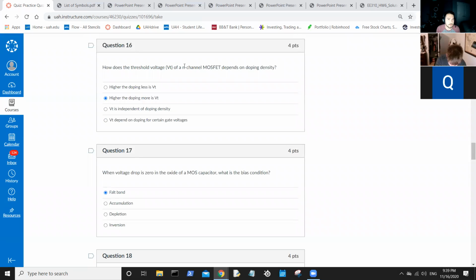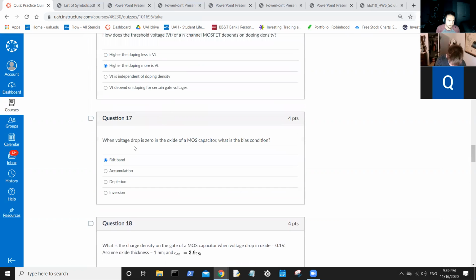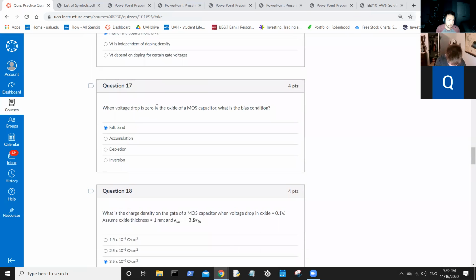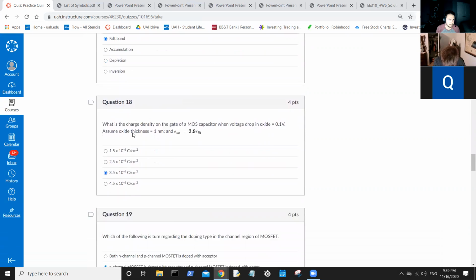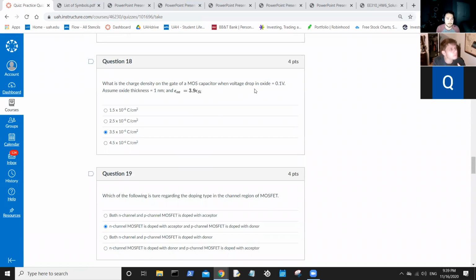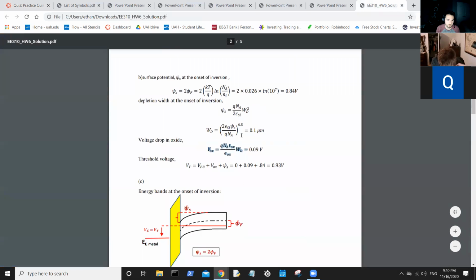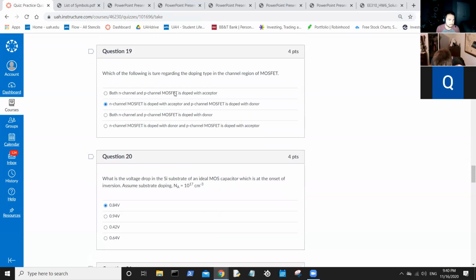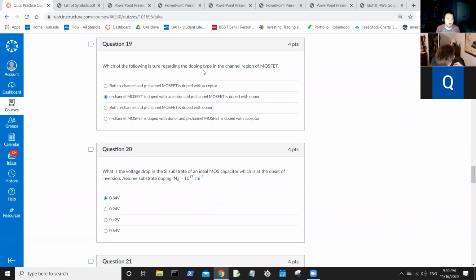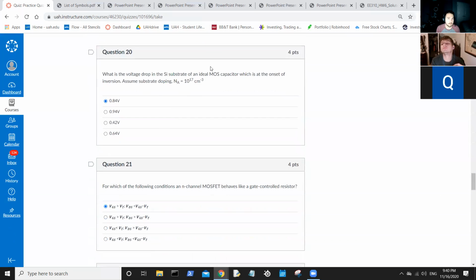How does the threshold voltage of an N-channel MOSFET depend on doping density? We've been talking about threshold voltage a lot. When voltage drop is 0 in the oxide of a MOS capacitor, what is the bias condition? When it's 0, it's flat. What is the charge density? This is another calculation thing where you have to go backwards with some of the equations, and we'll go through those when we make the equation sheet in a bit. Which of the following is true regarding the doping density in the channel region of a MOSFET? N channel, as we said previous, is acceptor, and P channel is donor.